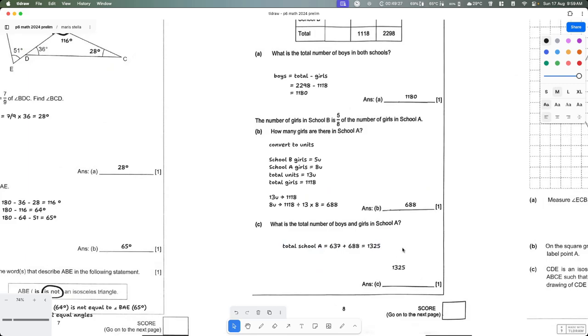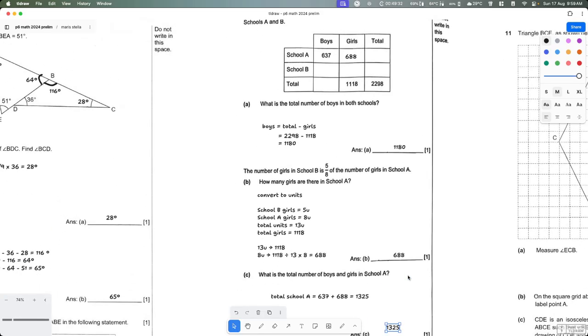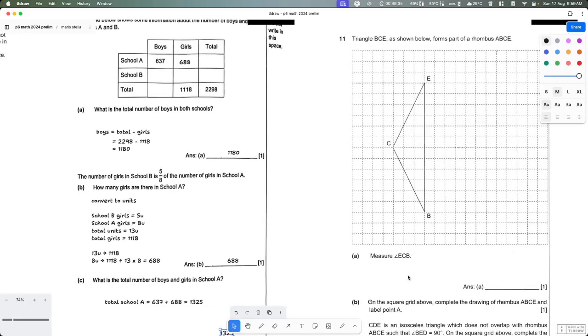Oops, 5. There you go. Okay, and that is it for question number 10. Okay, let's move on to question number 11.